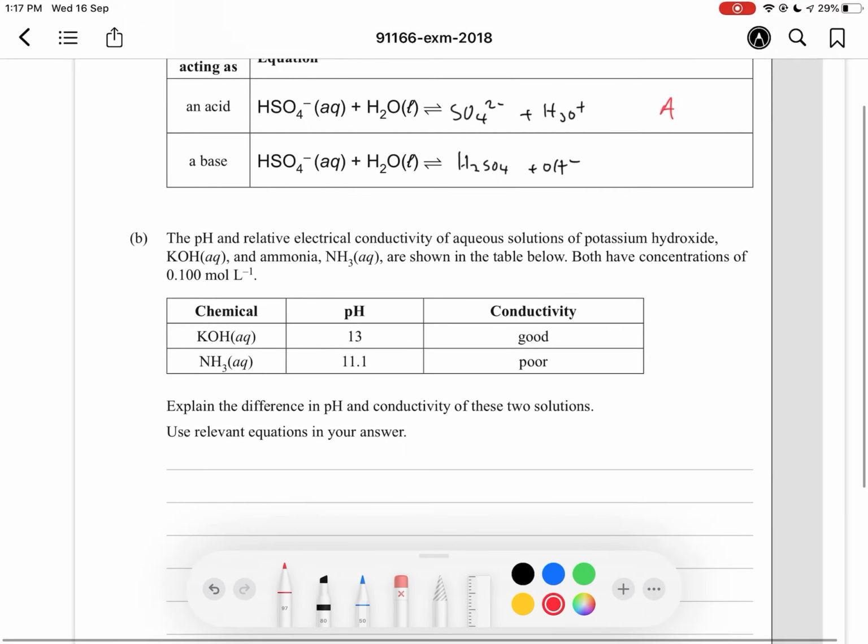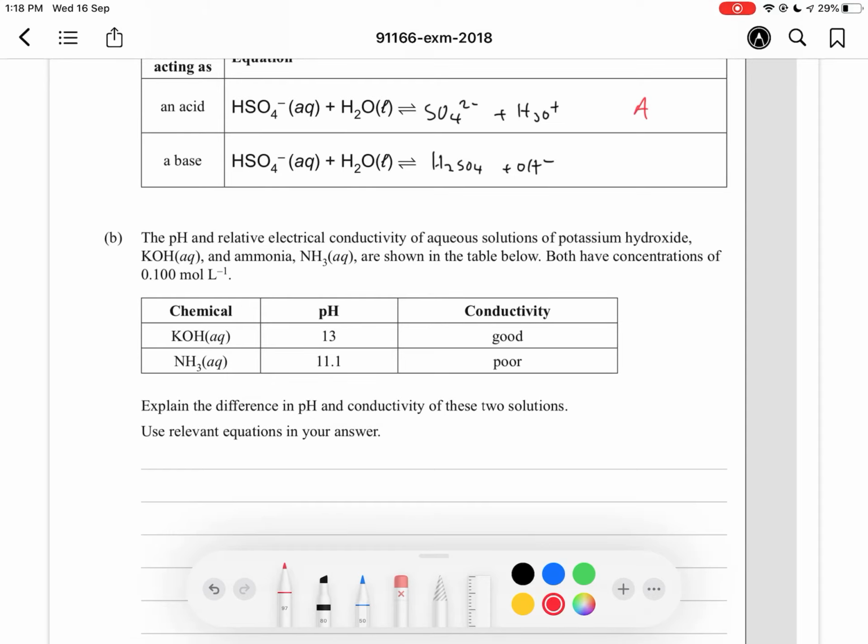Question B, the pH and relative electrical conductivity of aqueous solutions of potassium hydroxide and ammonia are shown in the table below, both have concentrations of 0.100 moles per liter. So we know that any hydroxide is a strong base and ammonia is a weak base, okay? So basically, the potassium hydroxide will undergo a full dissociation in water to become its ions. So in the solution, there's just going to be K+ ions and OH- ions. There's not going to be any KOH particles. So in terms of the ammonia, it is a weak base. It will not undergo a full dissociation in water, only undergoes partial dissociation to its ions.